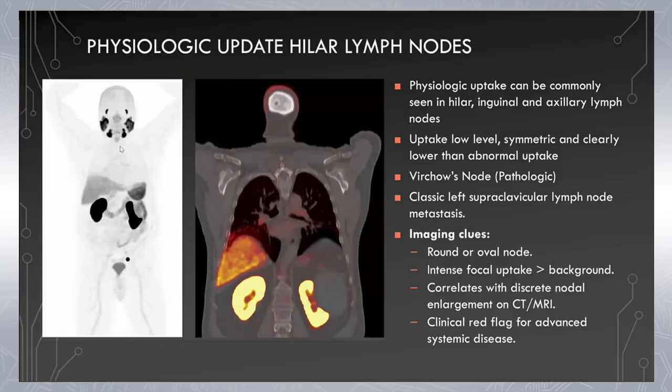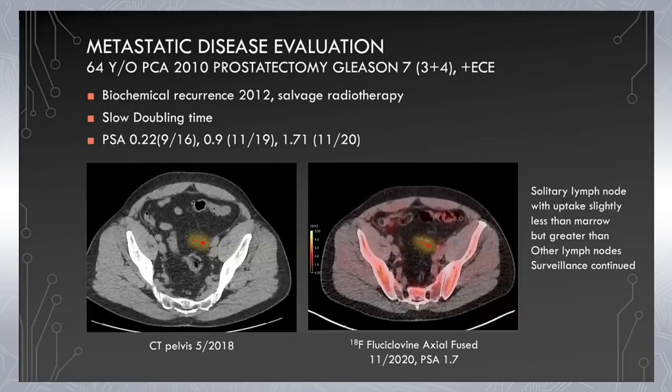We're seeing a coronal MIP image, a static image, and then we also see the fused image. And here we see that single intense radiotracer uptake within that node, clearly greater than background uptake. But comparatively, you can see the low level uptake within the hilar lymph nodes. In this case, you can see the symmetry, you can see the relative low level uptake, and then beautifully visualized again on the coronal fused image, we see that those lymph nodes are very low level. So those are benign.